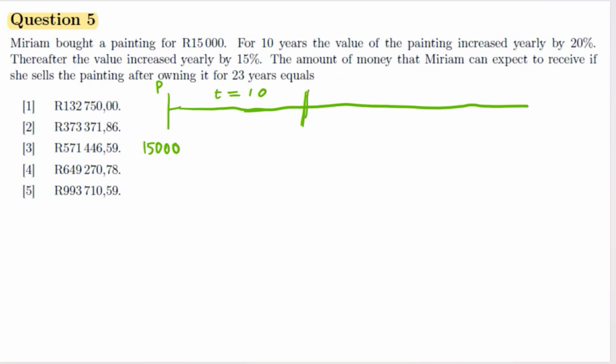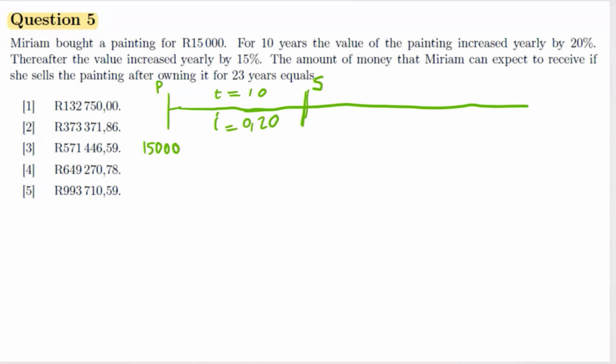The painting increased yearly, so you've got 0,20. Then after 10 years, something happens to the painting. It accumulates a value for 10 years. So here, the thing will accumulate. Definitely it is going to accumulate. Okay. So now, thereafter, something happens again. It does not only stop here.